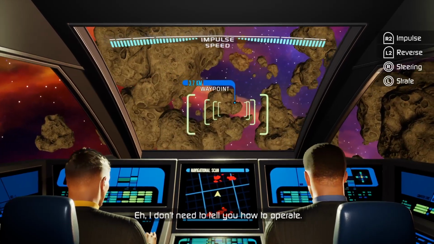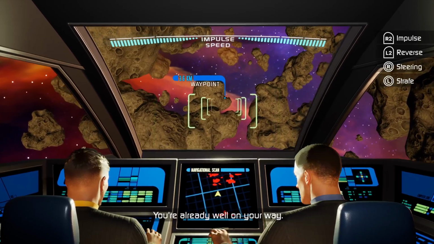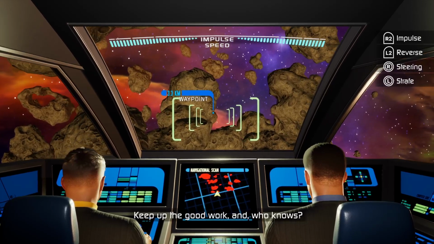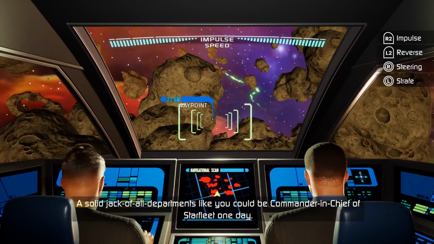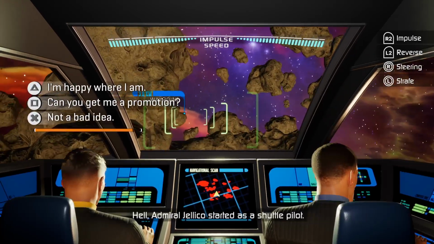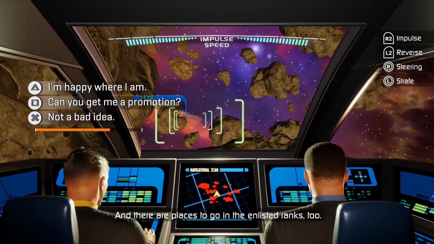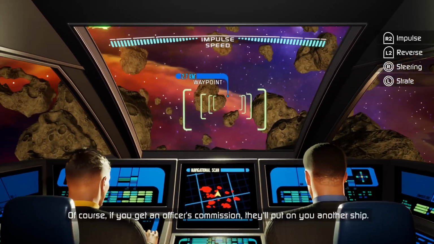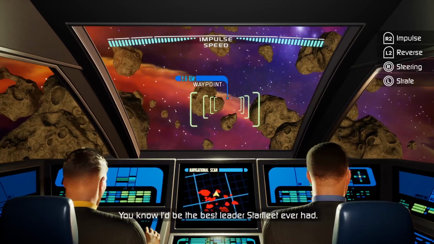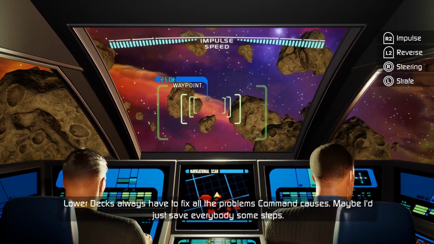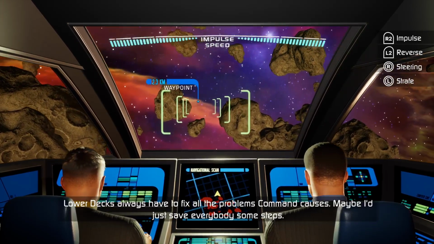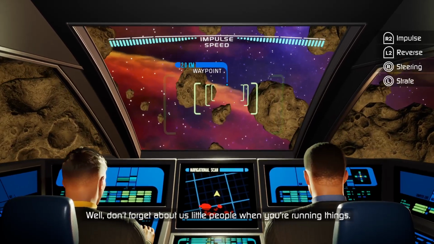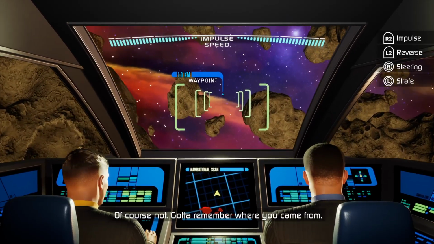I don't need to tell you how to operate. You're already well on your way. You're a capable engineer. You're good in the field. Keep up the good work. Who knows? A solid jack of all departments like you could be Commander-in-Chief of Starfleet one day. Hell, Admiral Jellicoe started on a shuttle. And there are places to go in these enlisted ranks, too. Of course, if you get an officer's commission, that puts you in the ship. You know, might be the best thing Starfleet ever had. Lower Decks always fix all the problems and causes. Maybe I just save everybody some steps. Well, don't forget about us little people running things. Of course not. Gotta remember where it came from.